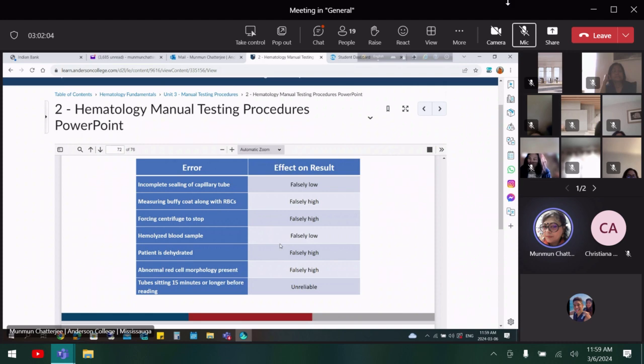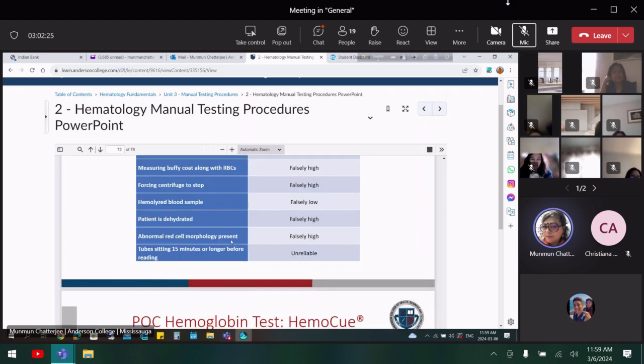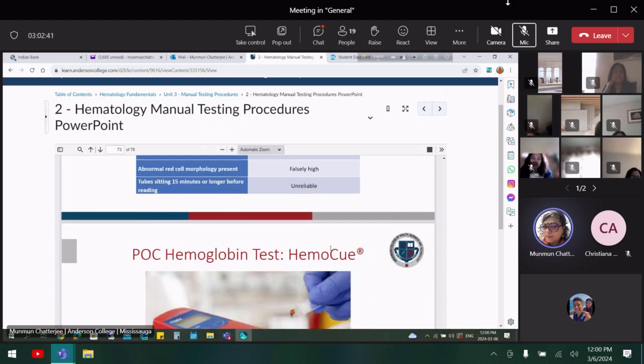Hemolyzed blood samples give you a low result, obviously, because the RBCs are going to lyse. If the patient is dehydrated, the result is high, because it's going to be more concentrated. Abnormal red cell morphology present gives a falsely high result. If there are many macrocytes and other things, it can give you this, but these are not that much needed. You can just mainly remember anemia. Tubes sitting 15 minutes or longer before reading are unreliable. If you leave the tubes after centrifuge for more than 15 minutes, you have to recentrifuge again.